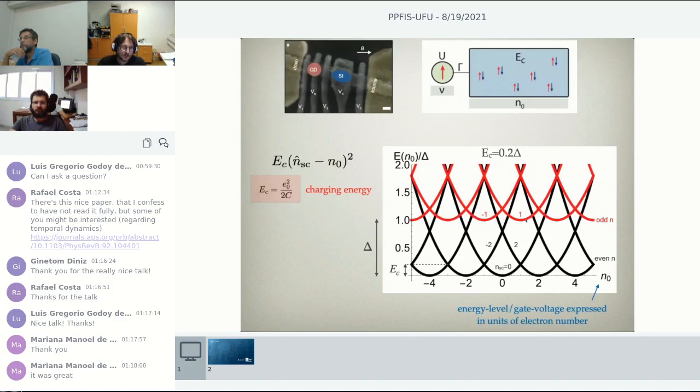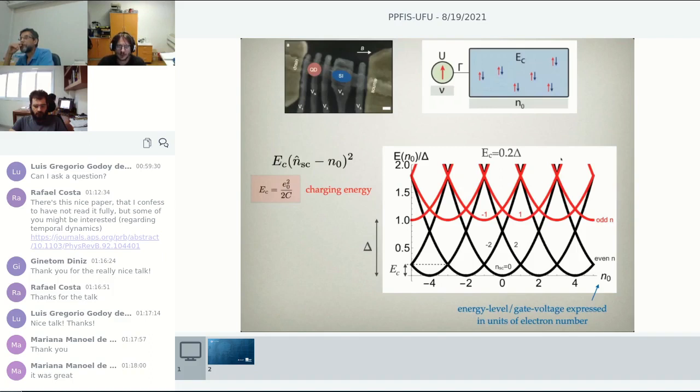And here you see that all of the odd number branches are higher in energy by delta, and they can never be a ground state of the system. But if you were increasing EC, you would see that when EC is larger than delta, actually this can also become a possible ground state of the system for suitable tuning of N0 close to the odd integer values. And I will show you examples of that in the following.